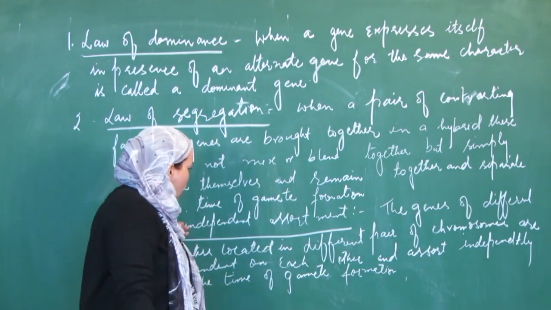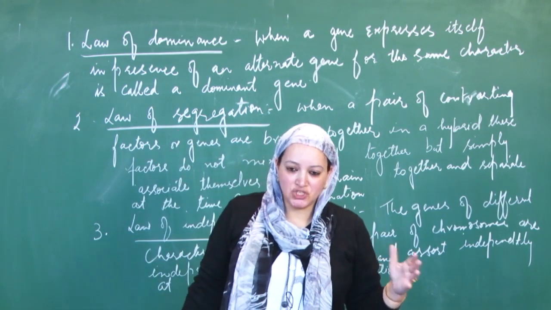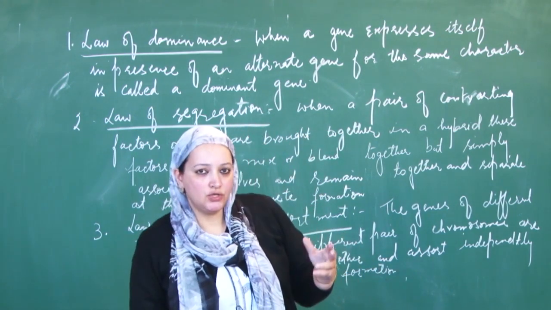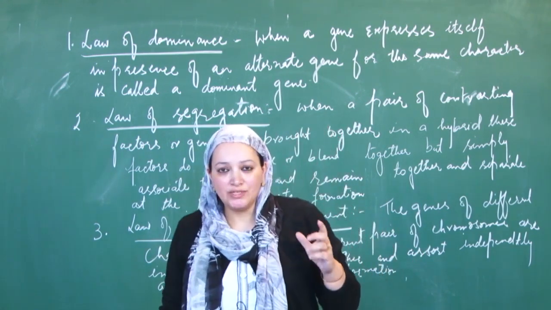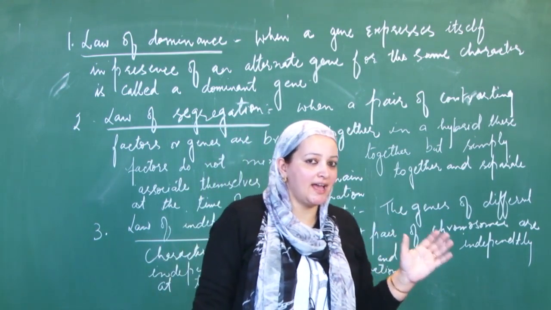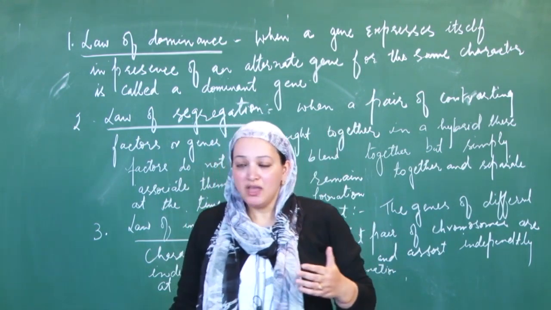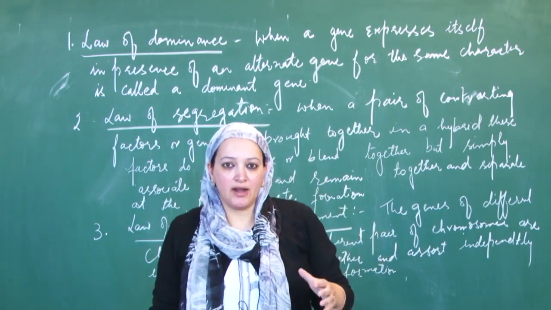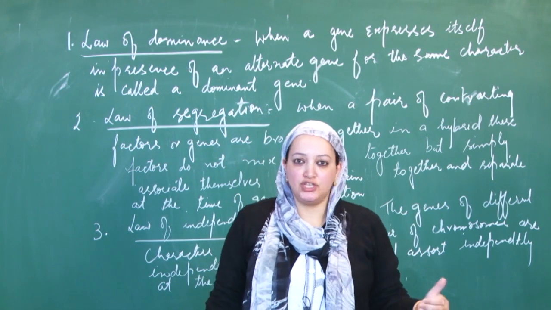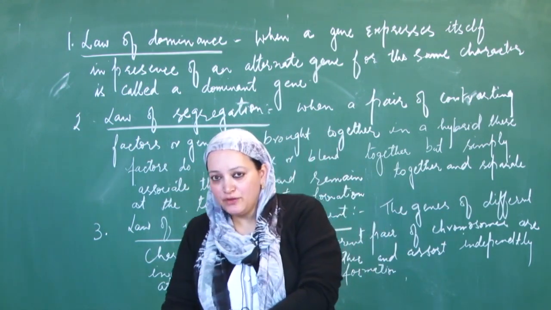And the third law was proved by Mendel in his dihybrid cross, where he took two characters into consideration. What was the ratio of a dihybrid cross? It is 9:3:3:1, where we have observed that two different combinations arose in the F2 generation, which were present neither in the parental generation nor in the F1 generation.